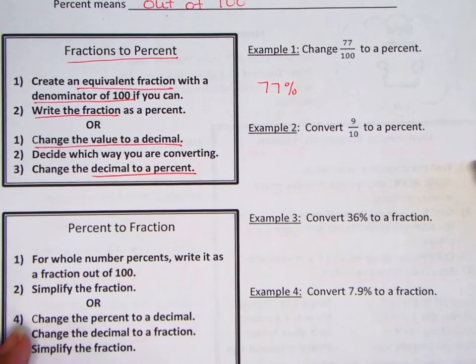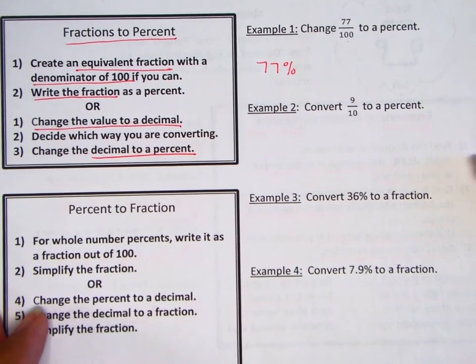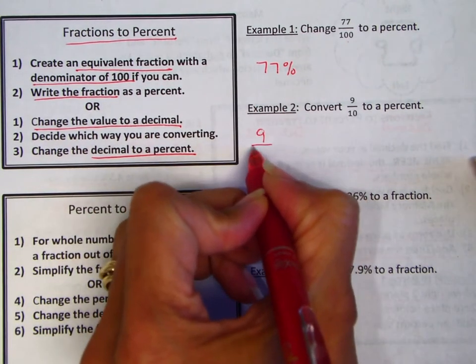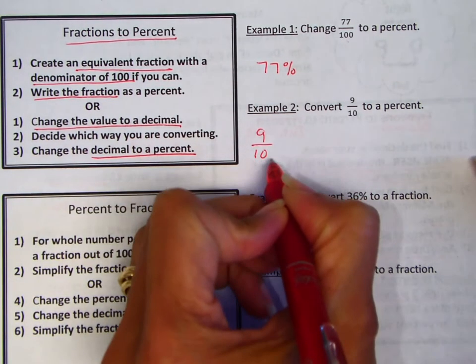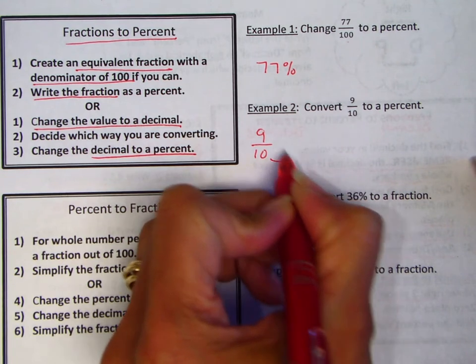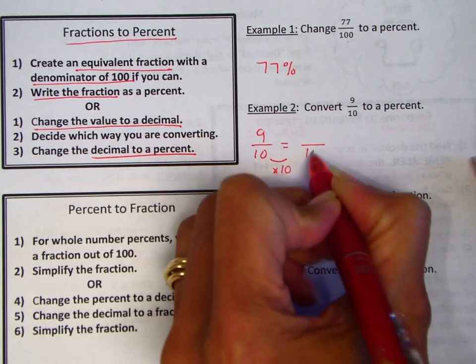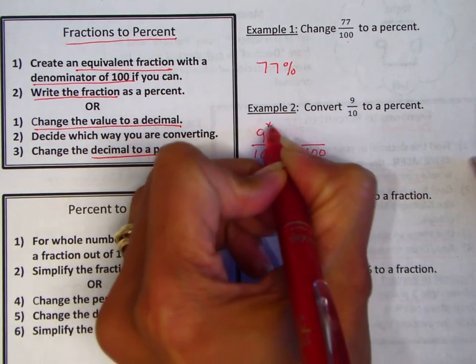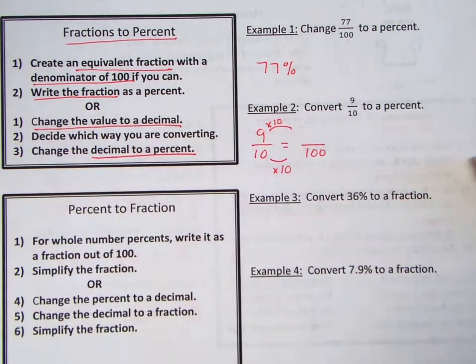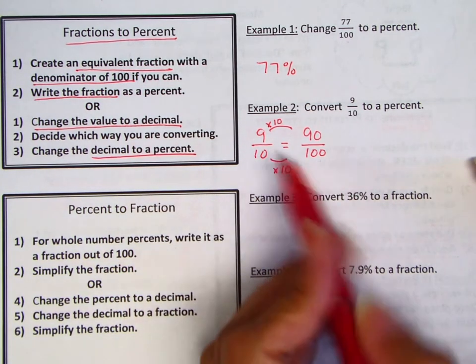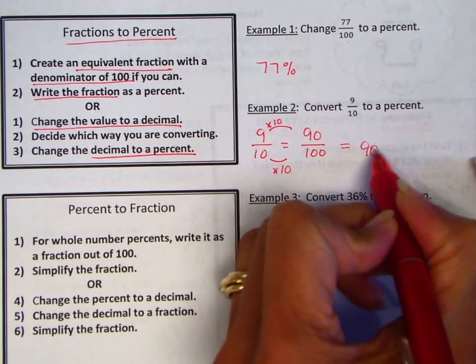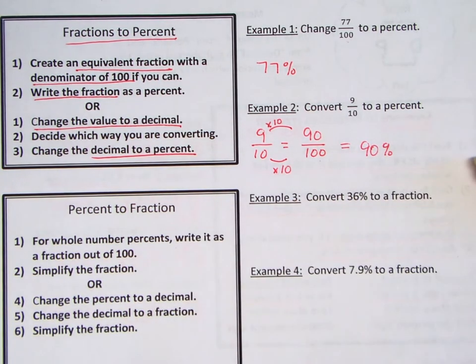Sometimes we can create an equivalent fraction. 9/10. I want it to be out of 100. So I would have to multiply my denominator by 10. There's my 100, which means I also have to multiply my numerator by 10. So I have 90 out of 100. And again, percent means out of 100, so this is 90%.